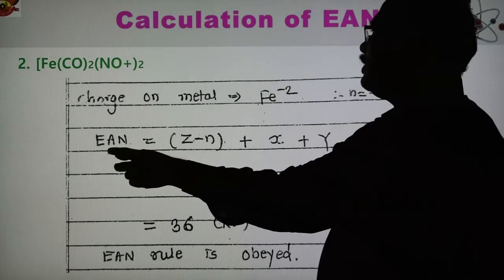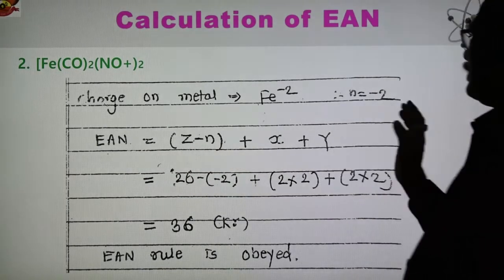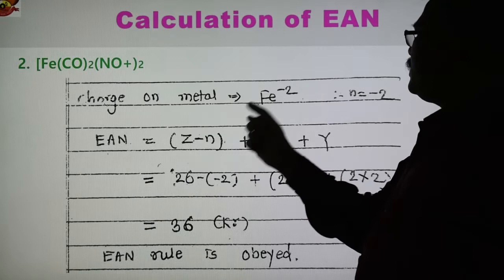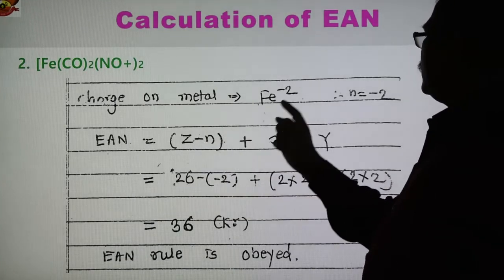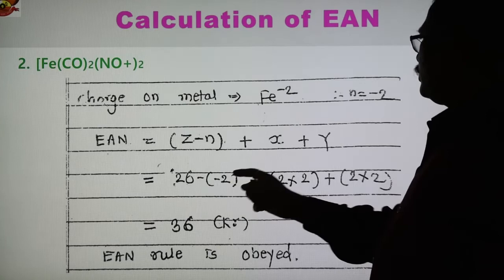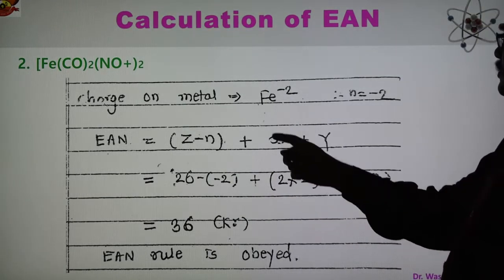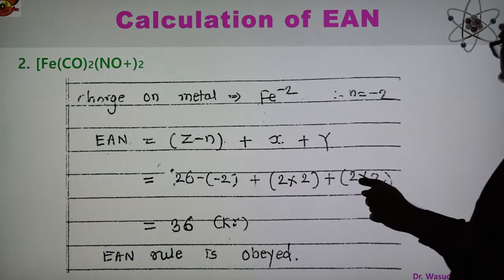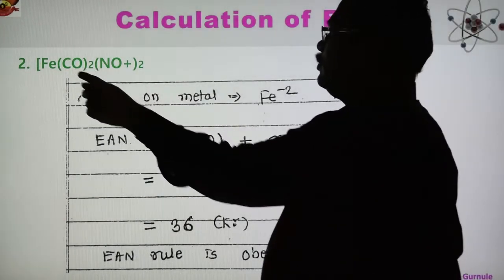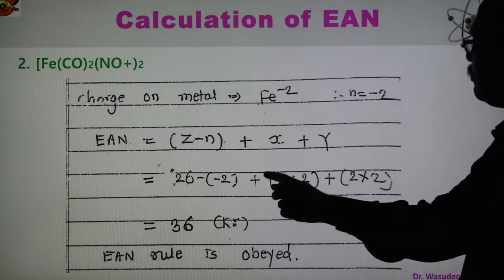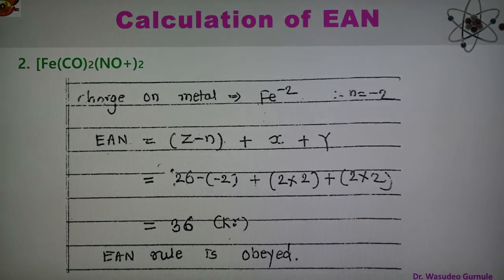This is the formula to calculate EAN, equals Z minus N plus X plus Y. Now the atomic number of Fe is 26, minus the charge, that is minus in bracket minus 2. X: nitrosyls are 2, so 2 into 2. The other ligands are CO, 2 into 2. Adding all this, the value of EAN is again 36, which is the atomic number of the next inert gas, krypton, and therefore this metal nitrosyl also obeys the EAN rule.